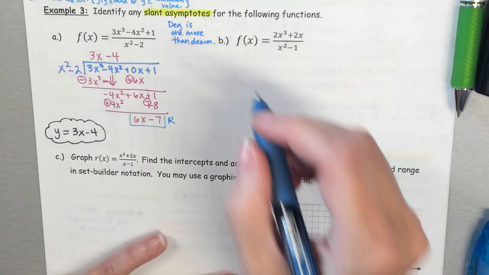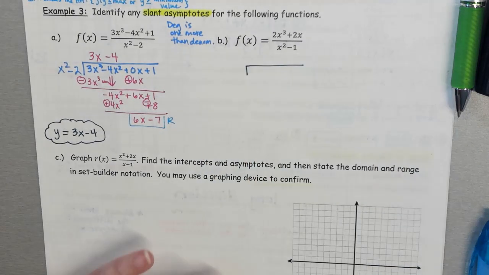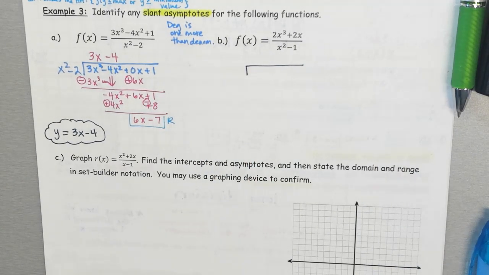All right, so I want you to do part B. That's what creates the slant asymptote. If they're asking you to find the slant asymptote, though, that should happen. But if they're just asking you to graph it, then that's something that we should check.